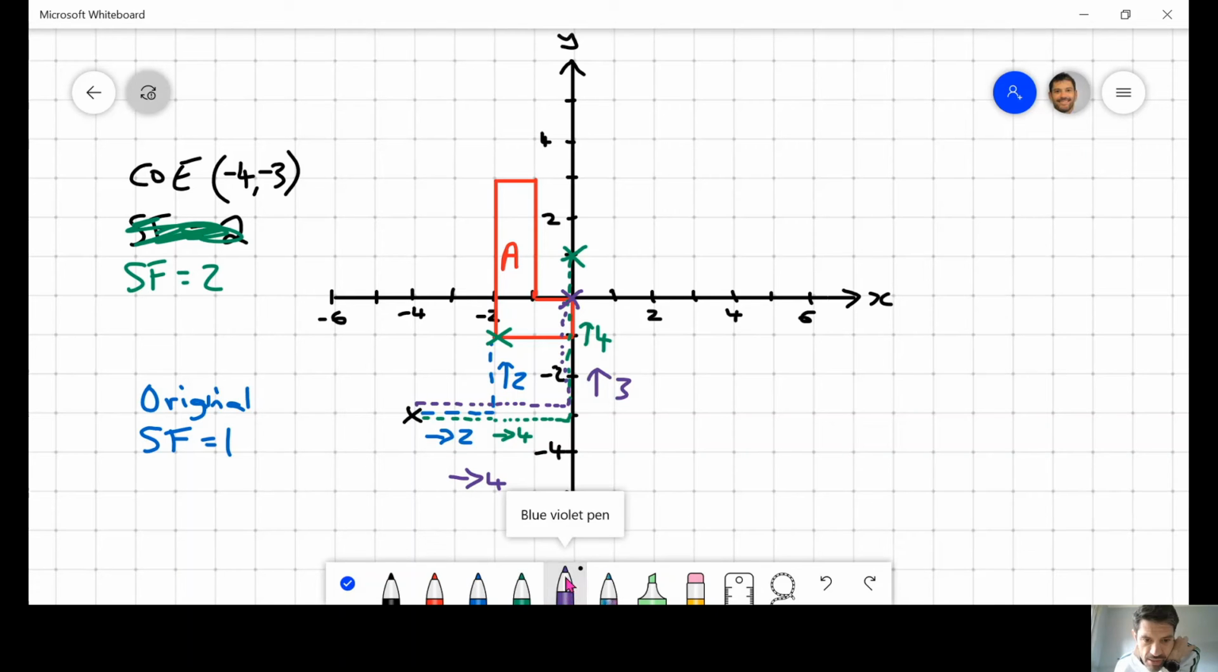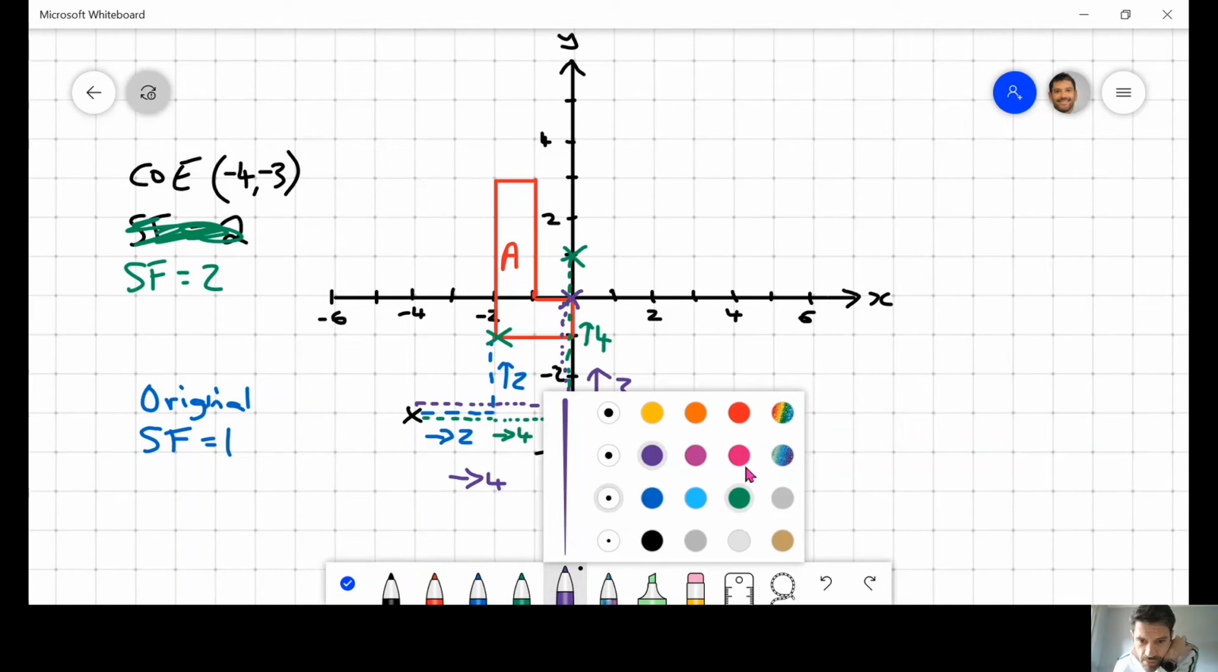I've kind of run out of colours. I've got loads of colours. Bit of glittery. No.